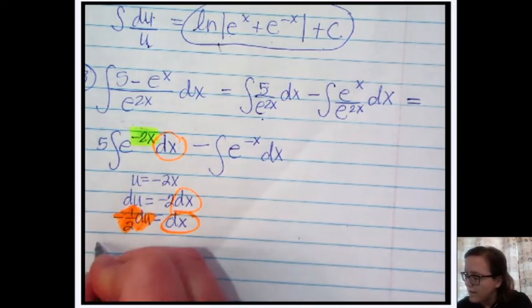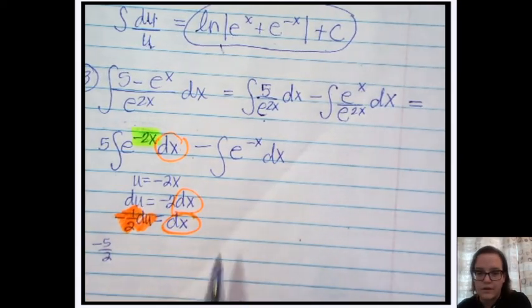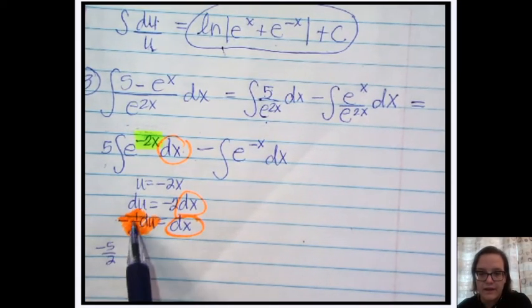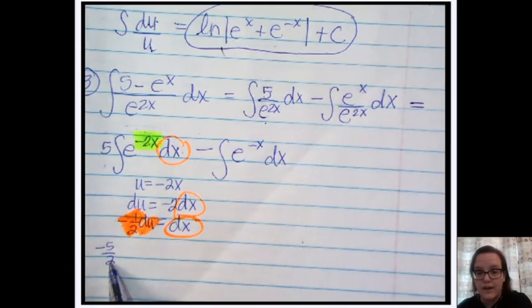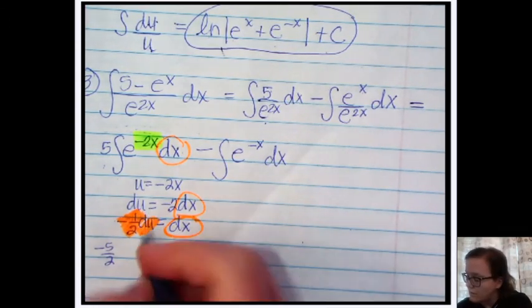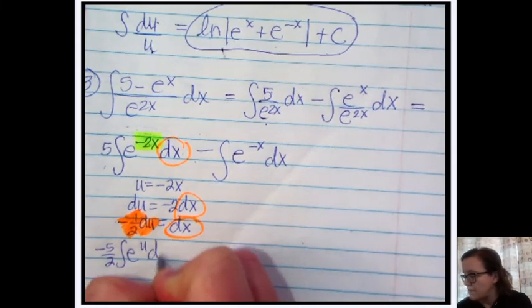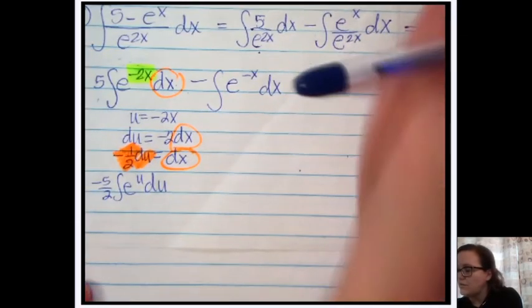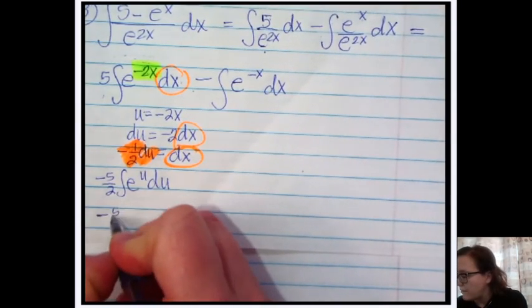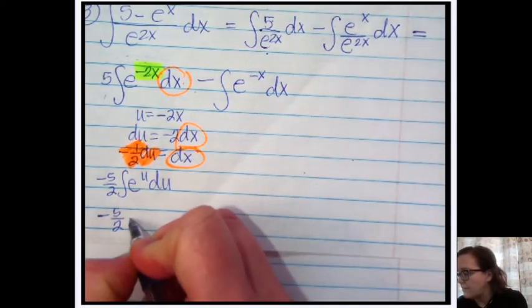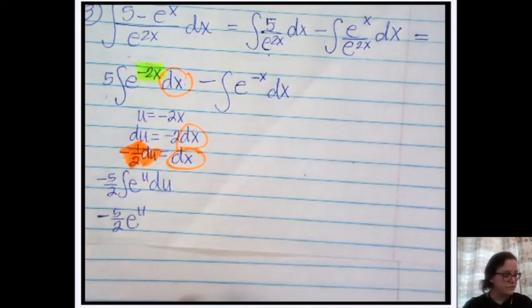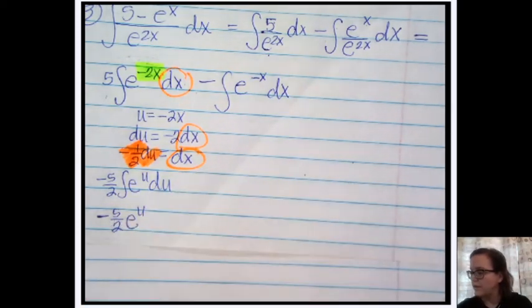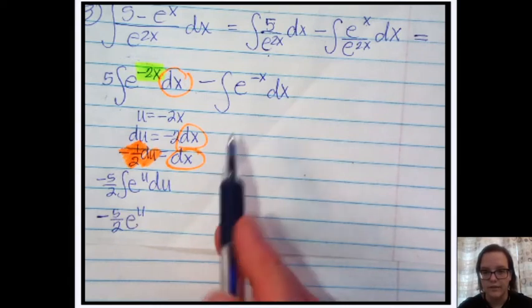So if I go back up here, now I have a negative 5/2, right? Because I already had that 5, and now I had to take care of that negative 1/2. So I have negative 5/2 e to the u du. And with e to the u du, that just becomes negative 5/2 e to the u. And we'll come back and fix that in just a second because we have some things to add.